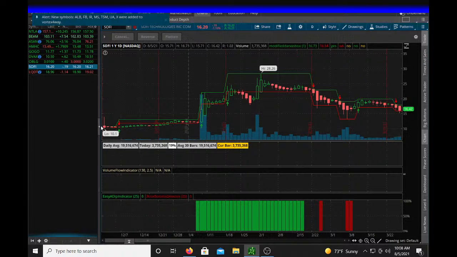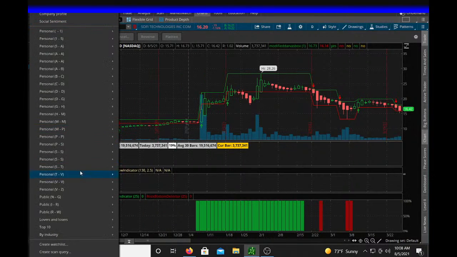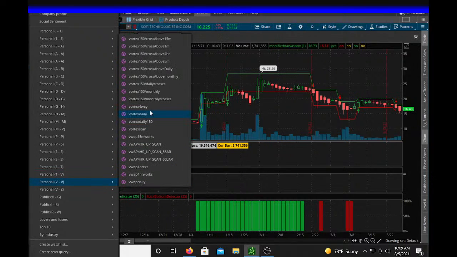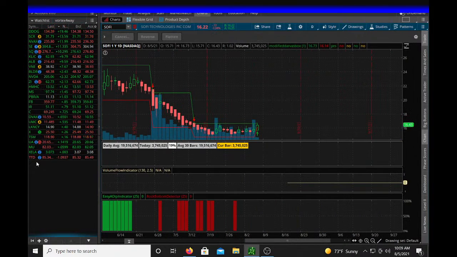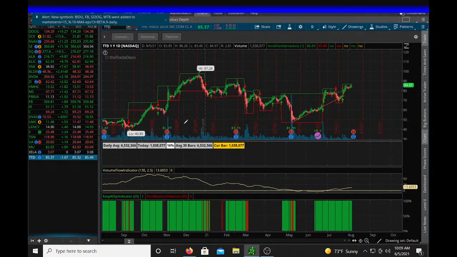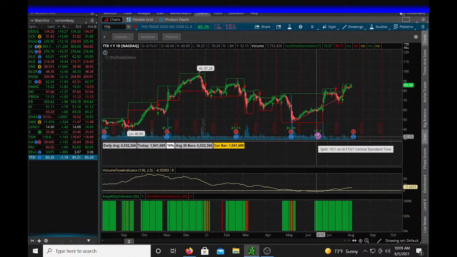Looks like a Thor hammer. And many are being added to the Facebook. Facebook is going on the Vortex 4-way scan. And here we go. Looks like the Trade Desk is there. And the Trade Desk was one that we were watching right before the split there. This must be the split, and that's the 10-to-1 split on 6/17.